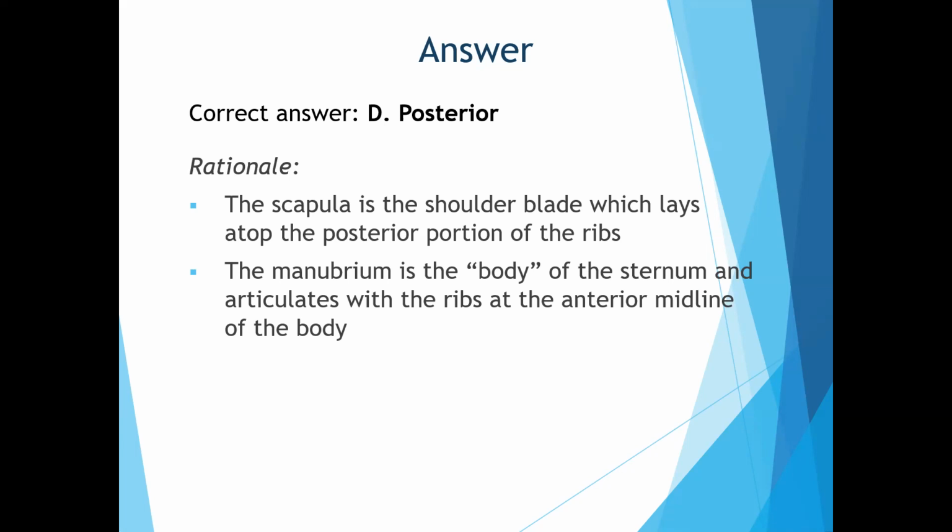So the scapula is the shoulder blade that lays atop the posterior portion of the ribs. And then the manubrium is part of the body of the sternum. So it's the top portion of the sternum. The body's that main portion. And it articulates with the ribs at the anterior midline of the body. So the scapula is posterior to the manubrium. All right, that's the end of our lecture for this one.